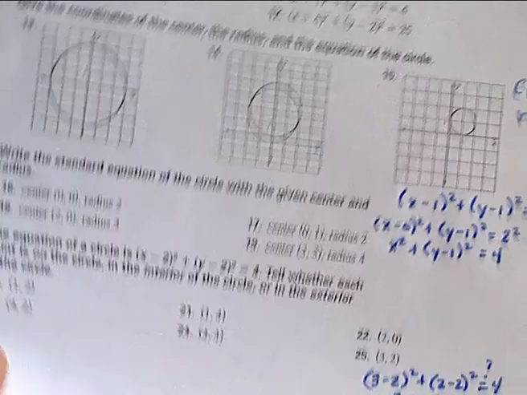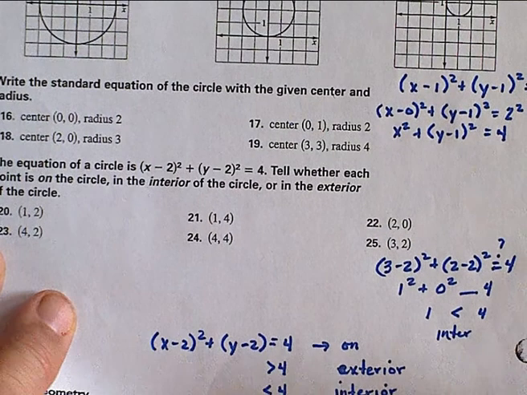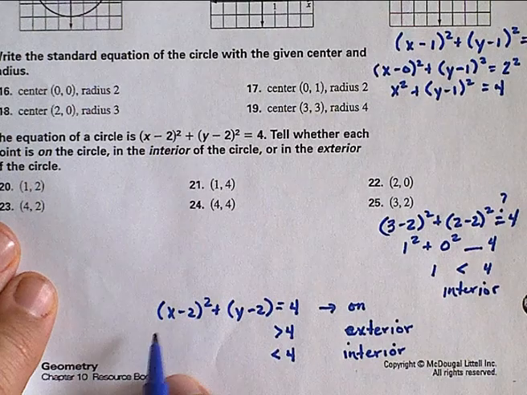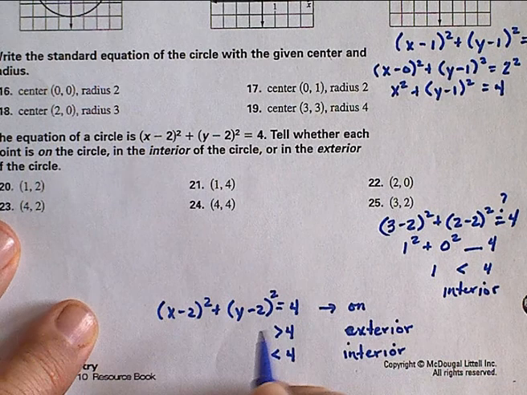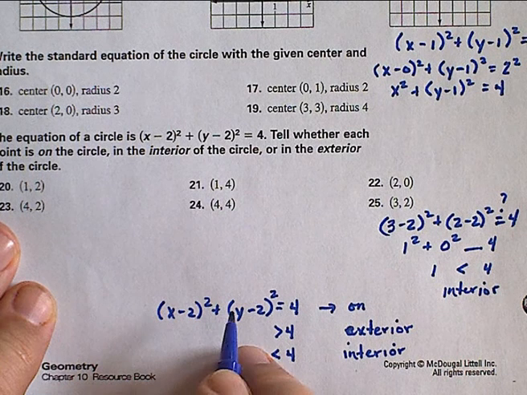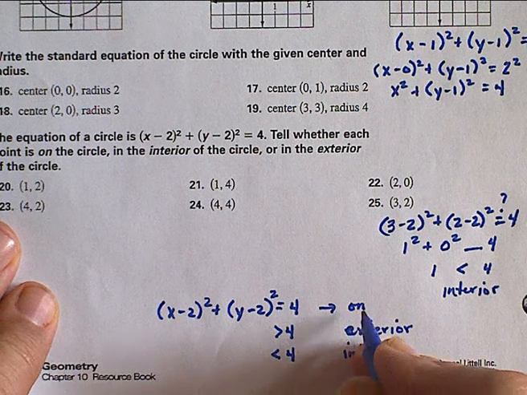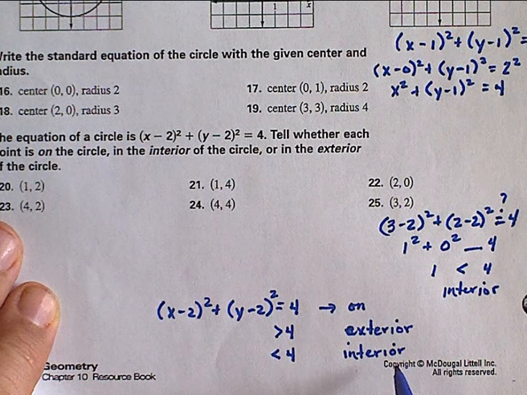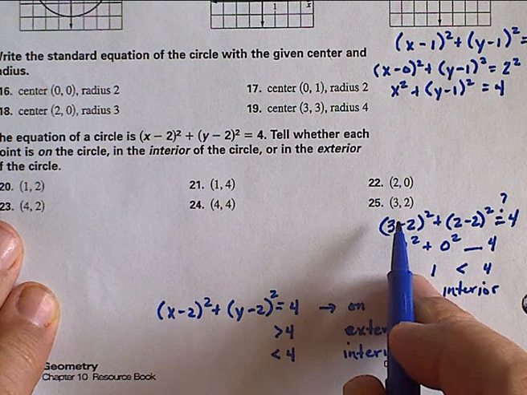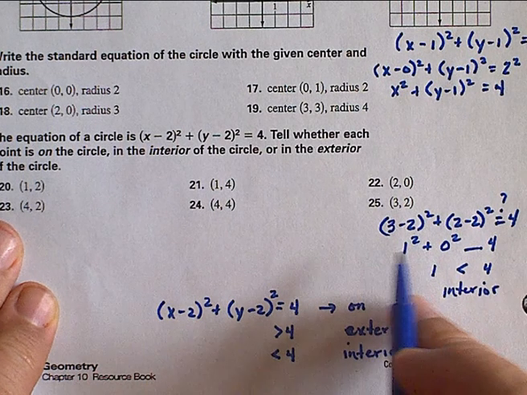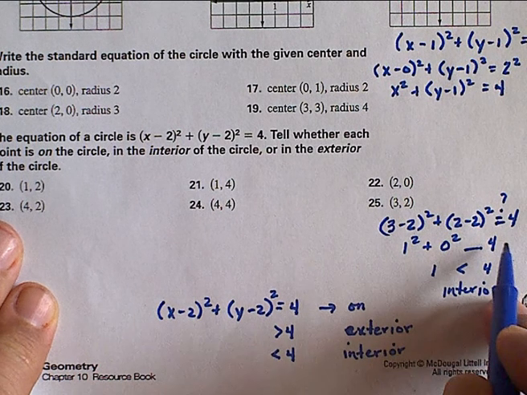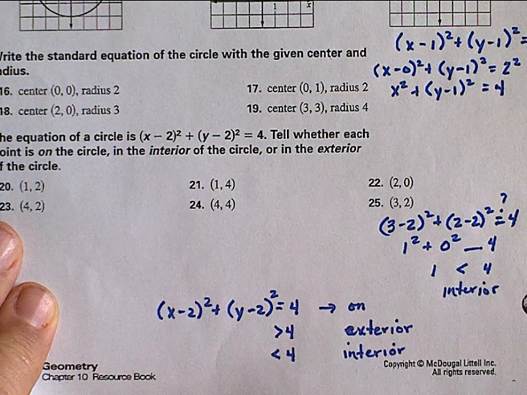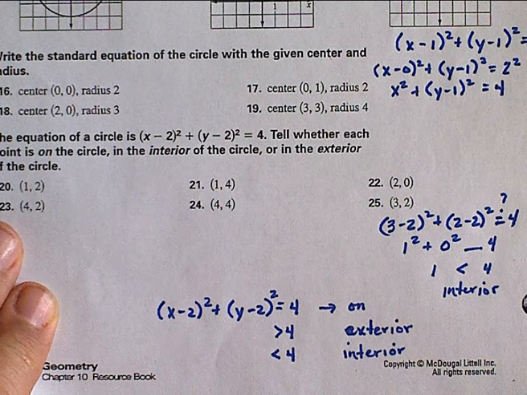Sorry, I did the whole thing there without you watching, so I'll go through it again. Okay, so here are your formulas. (x - 2) squared plus (y - 2) squared, and 4. If those are equal, then you put on. If this is greater, you put exterior. Less than, you put interior. So when I tested this, I plugged in the point (3, 2). I got 1 squared, 0 squared, and I got the 4 here. So I got 1, which is less than 4. Less than means it lies in the interior of the circle.